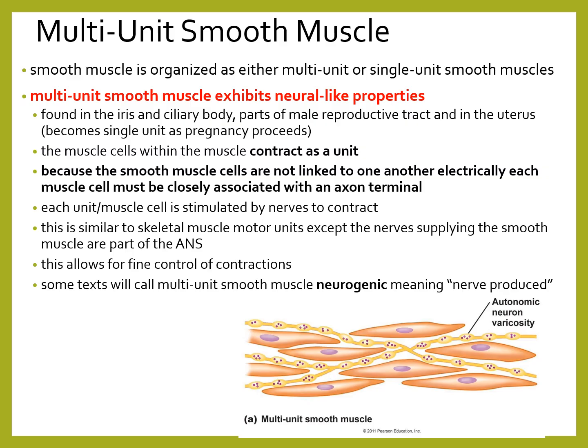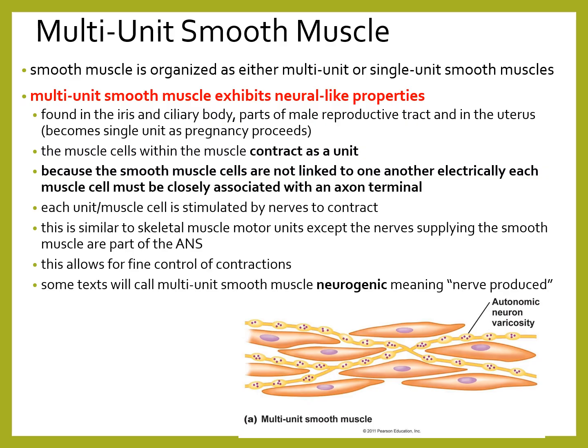The fibers exhibit neural-like properties. The muscle fibers within the smooth muscle contract as a whole as one unit. The cells are not linked to each other electrically. Okay, so in order for all of these smooth muscle fibers to contract at once, each muscle cell must be closely associated with an axon terminal.